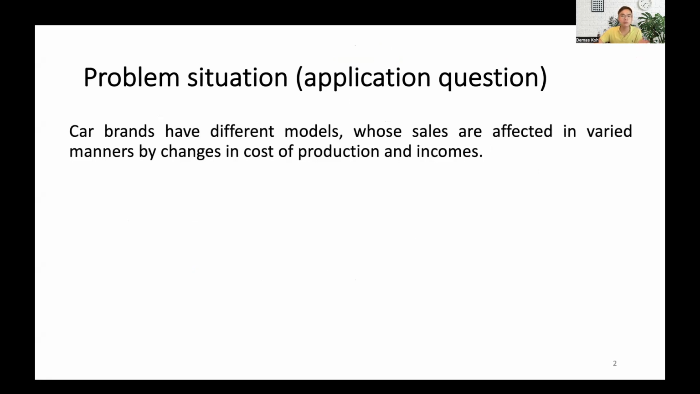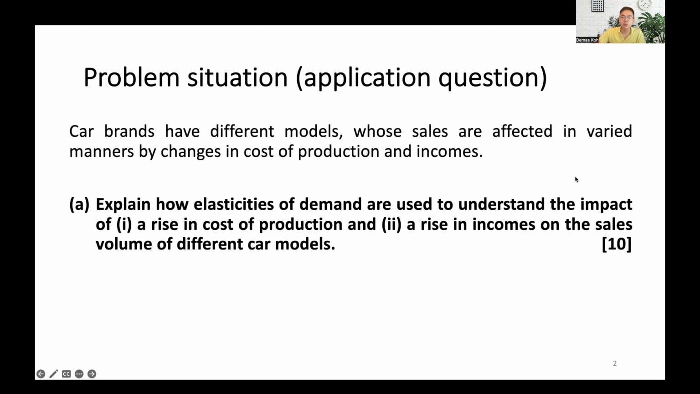So the problem situation is as such: car brands have different models whose sales are affected in varied manners by changes in cost of production and incomes. So in IB, that would be paper 1, and in Singapore's A levels, that would be paper 2 if you are doing H2, right? So you get a 10-15 marks split in these syllabuses, right?